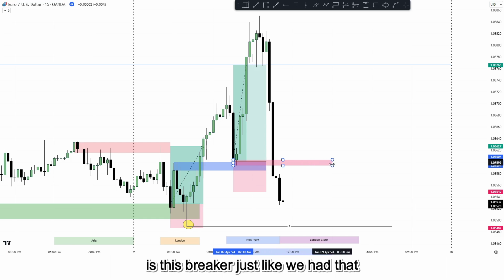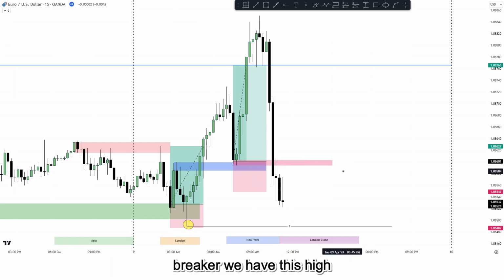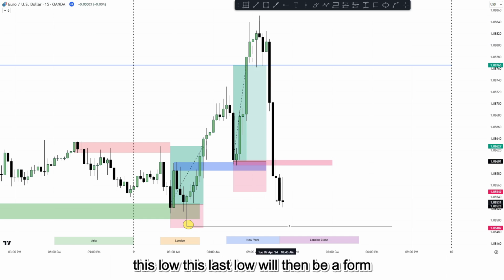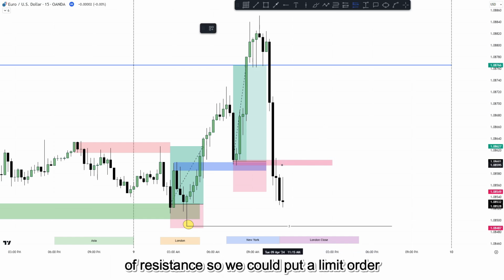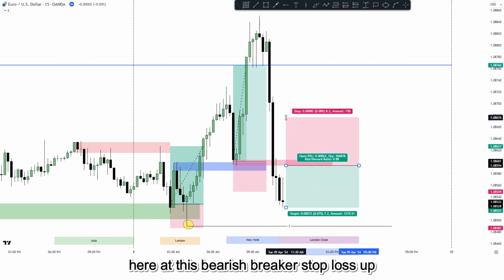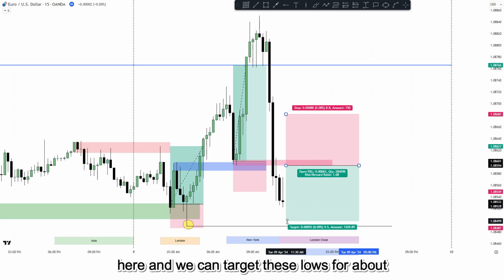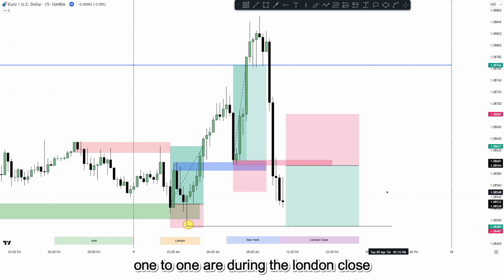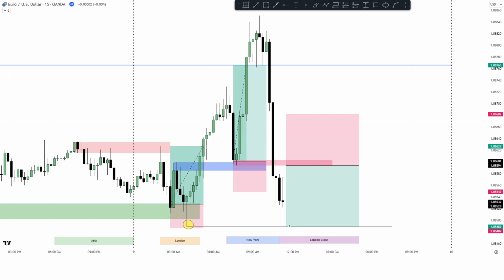Just like we had that bullish breaker, we have this bearish breaker. We have this high, low, higher high. As price breaks through this low, this last low will then be a form of resistance. So we could put a limit order here at this bearish breaker, stop loss up here, and we can target these lows for about a 1-to-1R during the London close. Let's see how this then plays out.